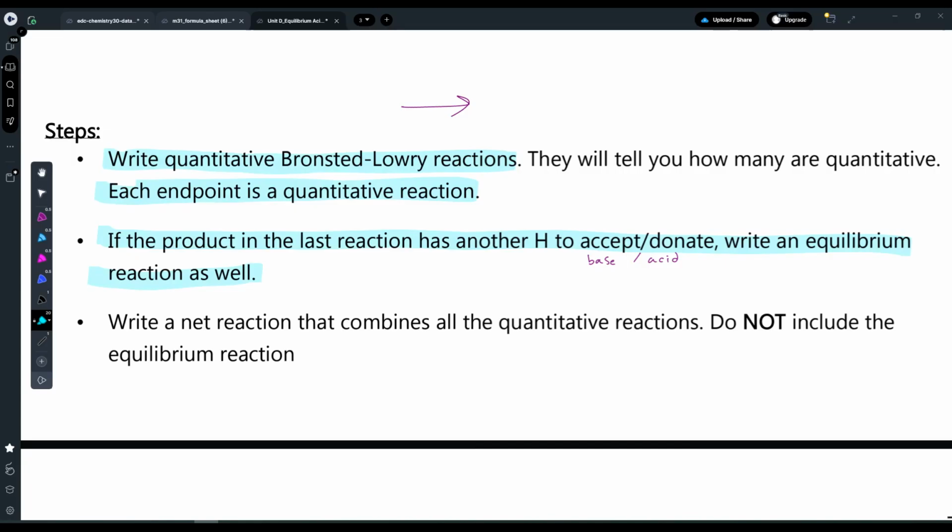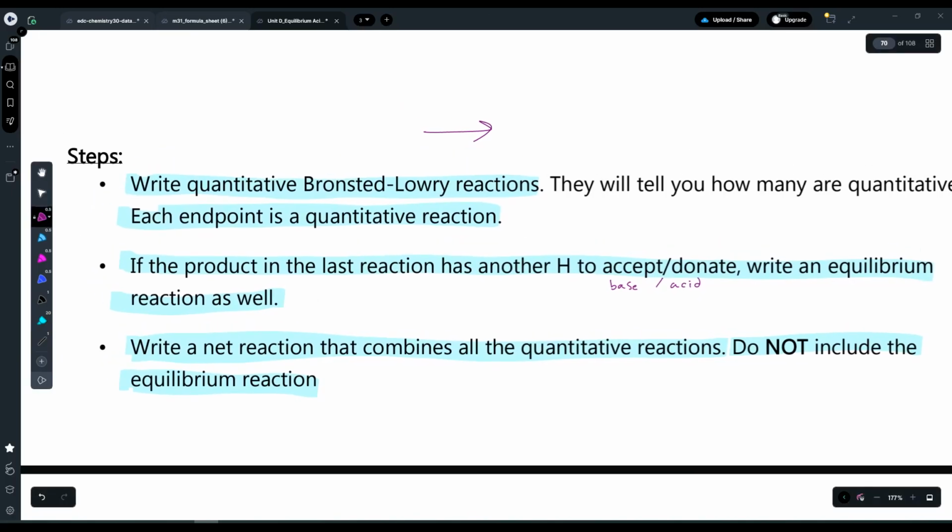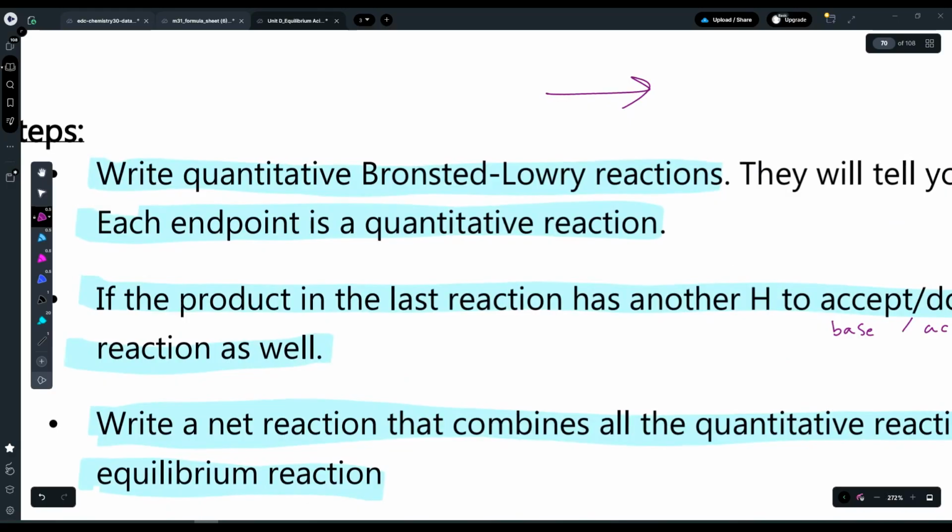Okay, and then for the last reaction, you're going to write a net reaction that combines all of the quantitative reactions. So it's only the quantitative reactions that you're combining. You do not include the equilibrium reaction, only the quantitative. Okay, and I just want to add in here for the second point, you only consider writing an equilibrium reaction once you're finished your quantitative reactions.